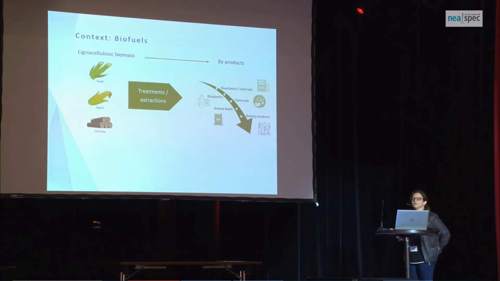So the context of the study is to try to develop some biofuel. When you start from a lignocellulosic biomass of different kind, you can extract some byproduct, I listed some of it here, through some treatment. And in that case, we are interested in extracting cellulose from wood to actually extract the bioethanol or lubricant.